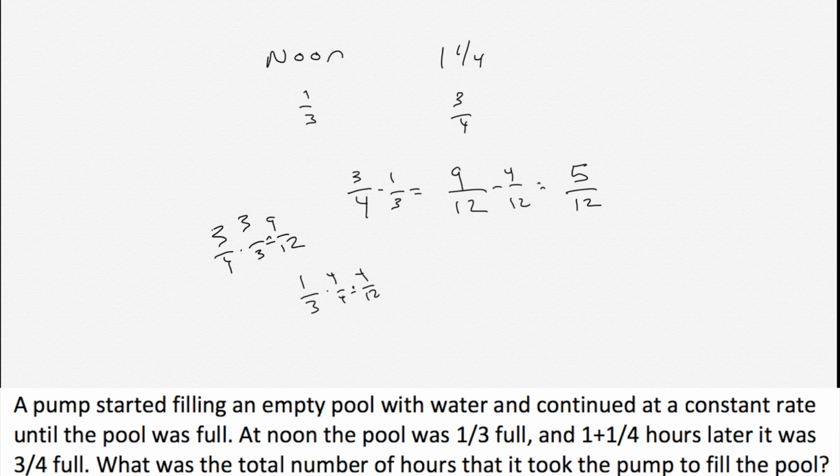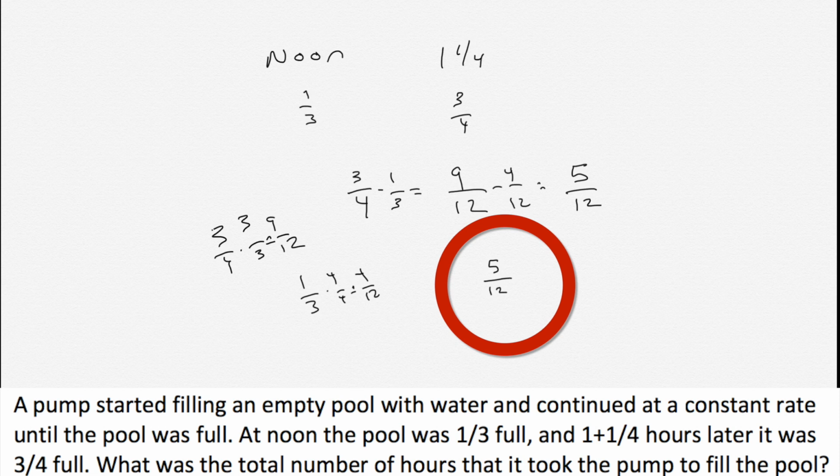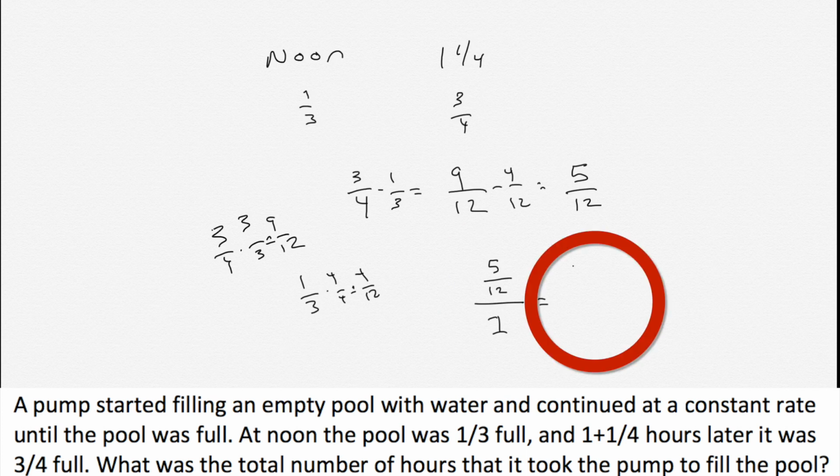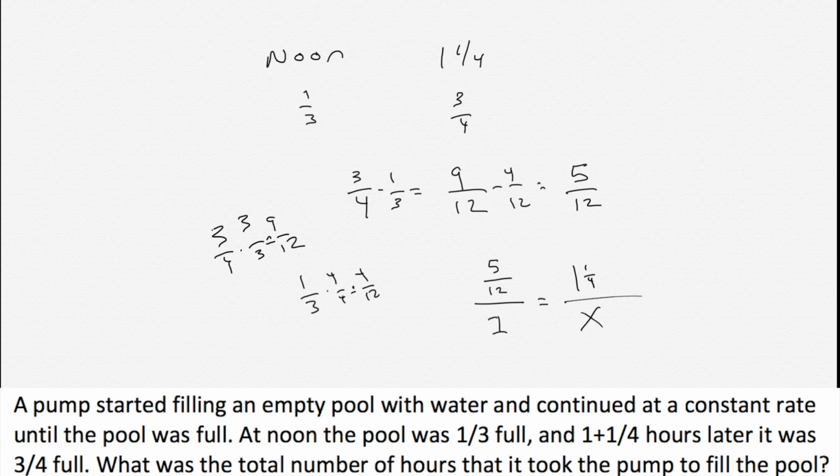And there's a few ways to do this. The way I would do this is, it's kind of like a ratio. It fills up the pool: 5/12 over 1, with 1 being the full pool and 5/12 being the fraction that it did fill. And the fraction that it did fill, it could fill in 1 1/4 time. And the time it takes to fill the whole pool, we don't know that, so we will call that x. So this is the equation that I would use.